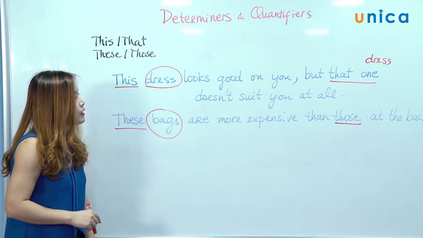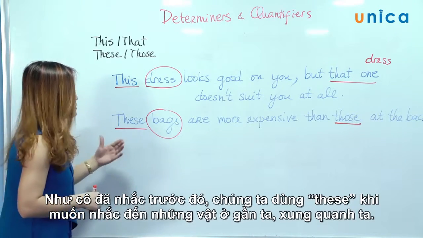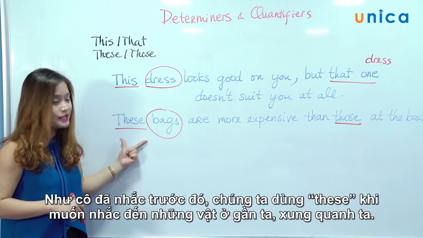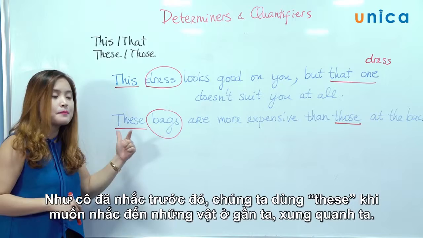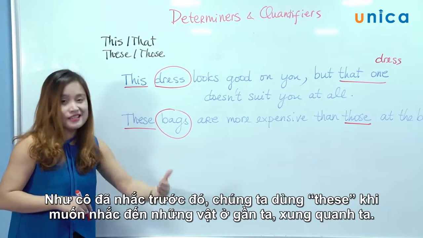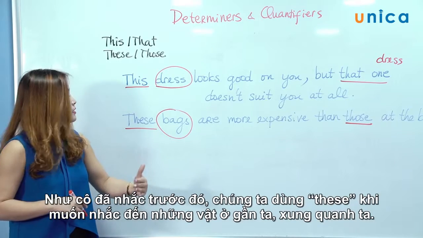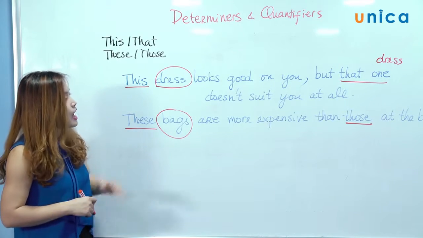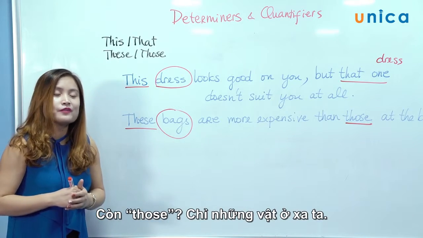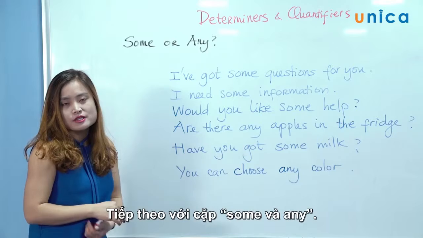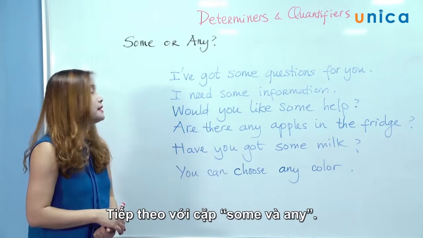In terms of positions, as I mentioned earlier, we use these when you want to mention things which are near us, or things which are close to us. That's good. How about those? Of course, things that are far from us. Let's move on to the next pair, some and any.